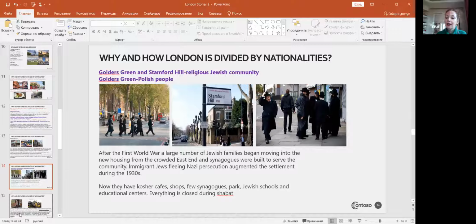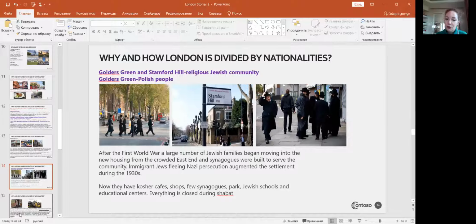But about maybe 18 years ago, Golders Green was invaded by Polish people, which religious Jews really don't like. But again, as with Manor House, with the Turks and the Greeks from Cyprus, the situation is like that. A huge contrast inside the area.